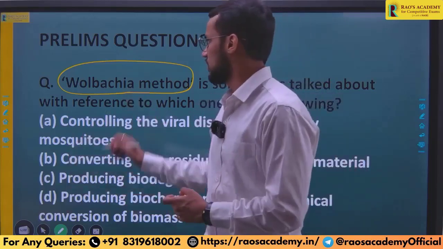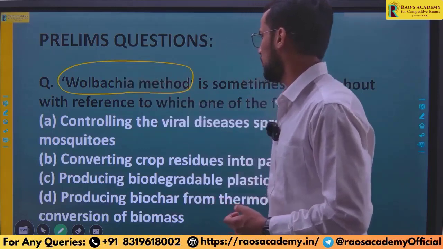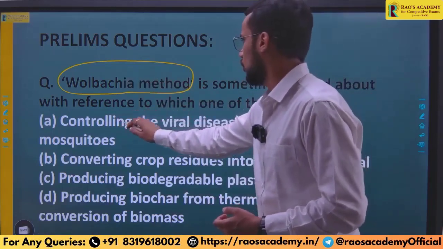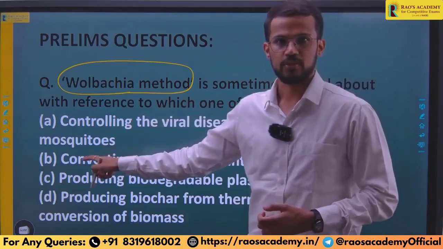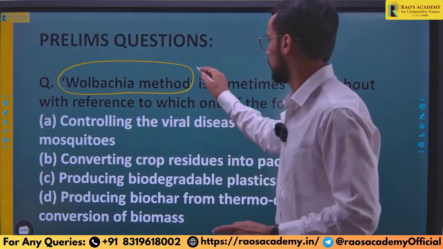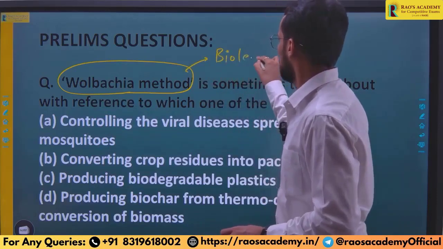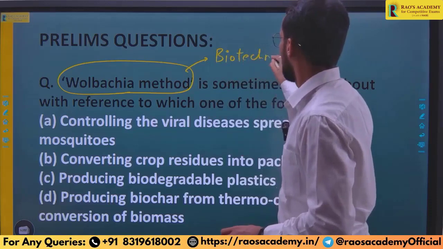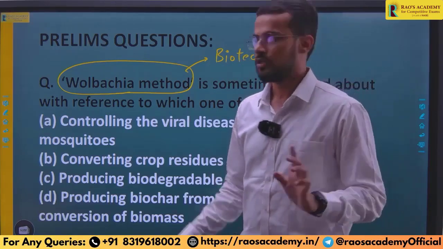And that is what is asked in this particular question. So, the Wolbachia method is to control the viral diseases spread by mosquitoes. Fine, so that is the answer. This was a question from biotechnology. This question has been asked by UPSC from biotechnology. Fine. So that is one question.